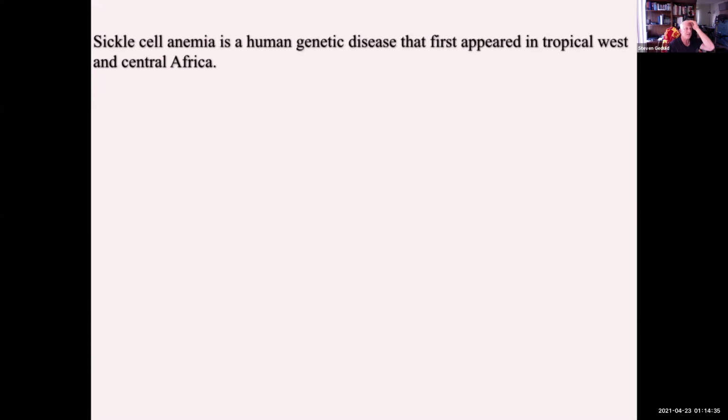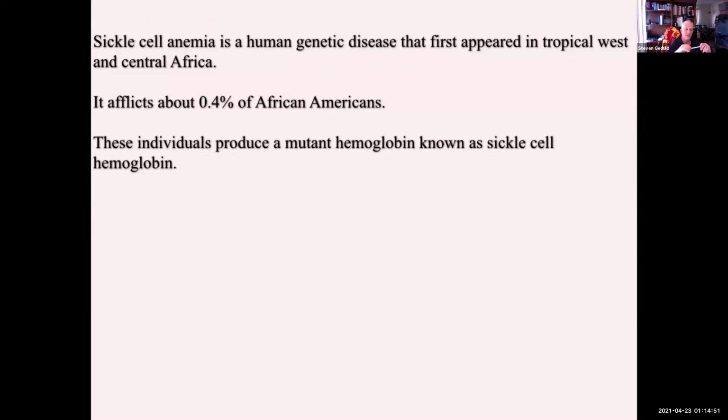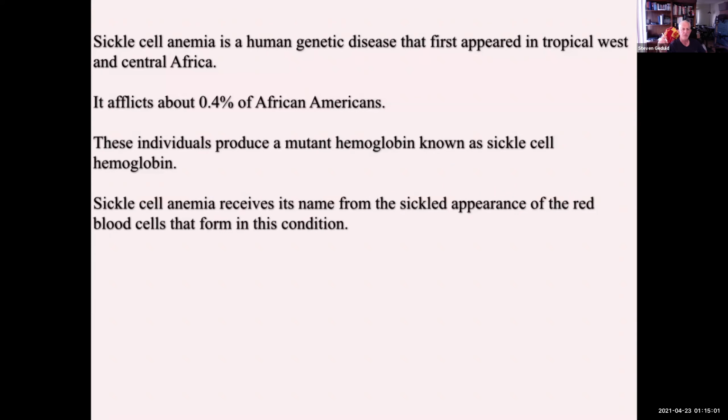Okay? So sickle cell anemia is a human genetic disease. First appeared in the tropical West and Central Africa. Okay, it affects about 0.4% of African Americans. These individuals produce a mutant hemoglobin known as sickle cell hemoglobin. Sickle cell anemia receives its name from the sickle appearance of the red blood cells that form when they have sickle cell anemia. When you have the condition, you get that sickle appearance of that red blood cell.